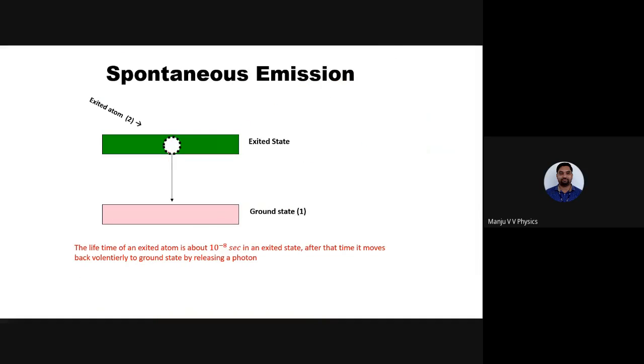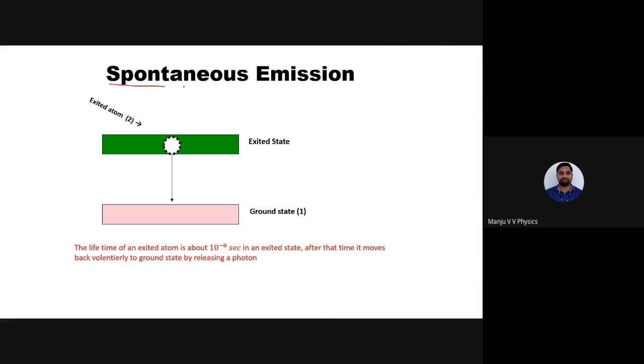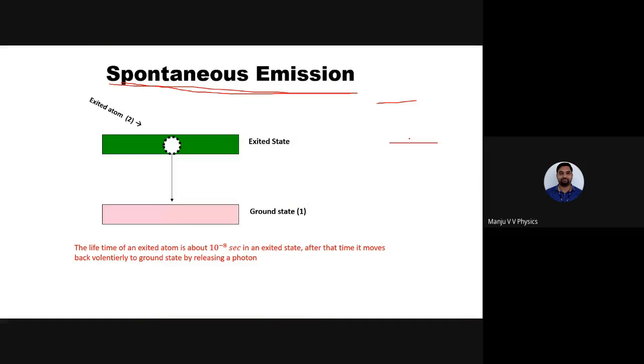If I say atom in the excited state, it has already undergone induced absorption. And whatever process occurs, that is spontaneous emission, occurs within 10 power minus 8 seconds. Atom in the excited state means the first case: atom was here, you gave a photon, atom is here. This is the first case.